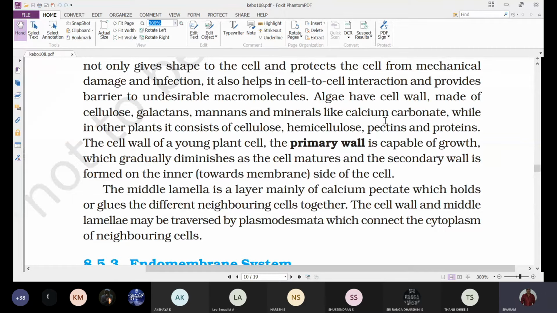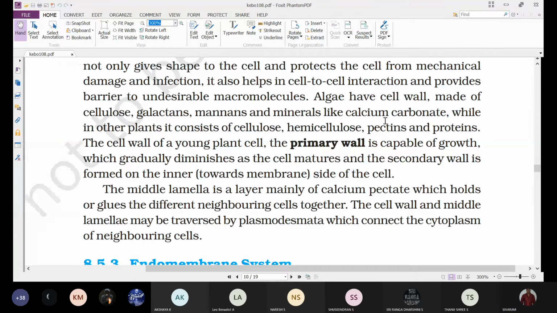So the cell wall of a young plant cell, the primary wall, is capable of growth, which gradually diminishes as the cell matures, and the secondary wall is formed on the inner side of the cell, that is towards the membrane. That is between the cell membrane and the primary cell wall, the secondary cell wall material will be deposited.